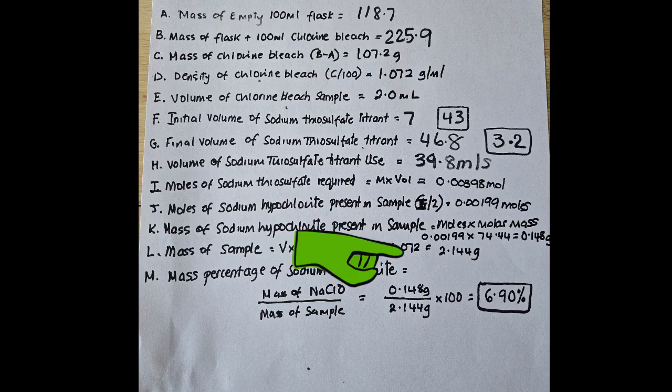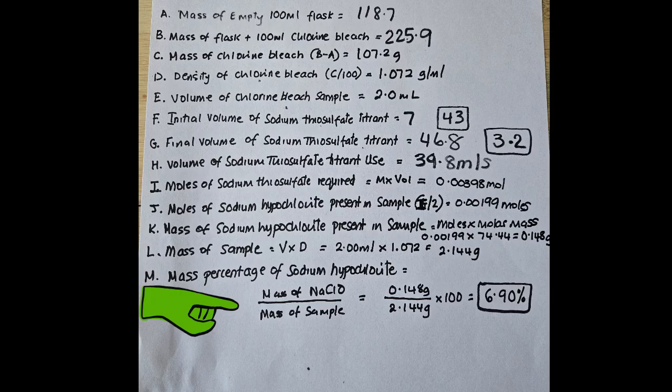We then need to determine the mass of sample, which is calculated by volume times density. We used 2 mLs of the bleach, so 2.00 mLs times the density, which is 1.072 grams per mL, gives us a mass of sample of 2.144 grams.